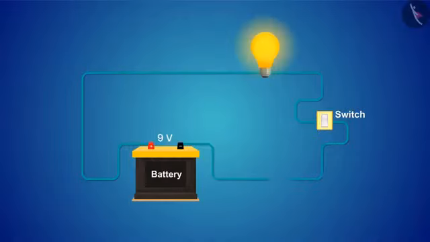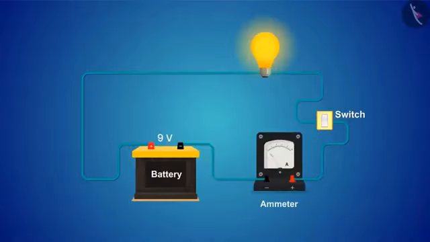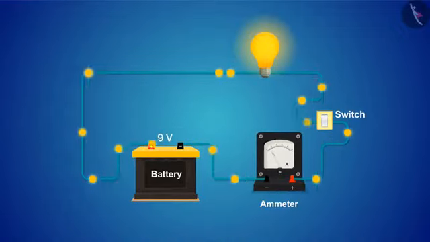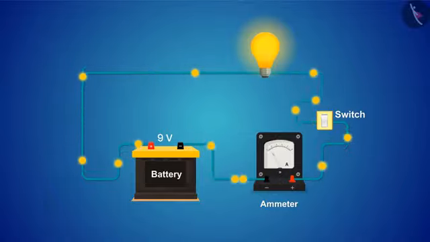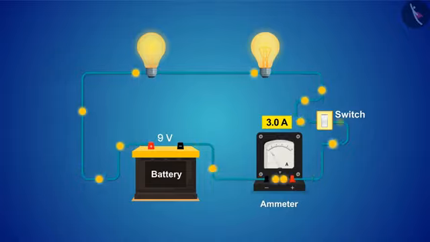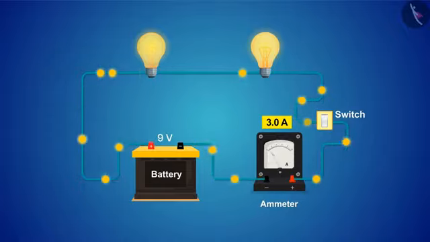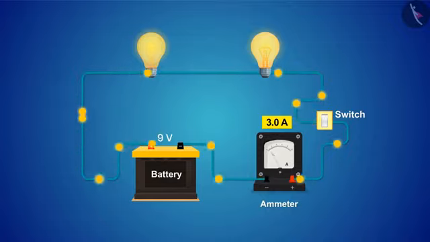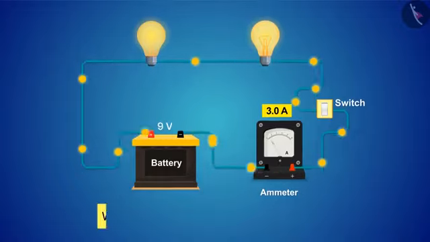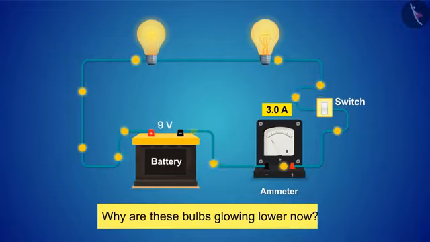Let's take a circuit. If an ammeter is placed in the circuit and the switch is turned on, then we will get the value of electric current in the circuit. If one more bulb is added in series here, then the first bulb does not glow the way it was glowing earlier, but both the bulbs are glowing equally lesser than the former case. Hence, the value of the electric current has also decreased, but the same current is flowing in both of the bulbs. Then why are these bulbs glowing lower now?